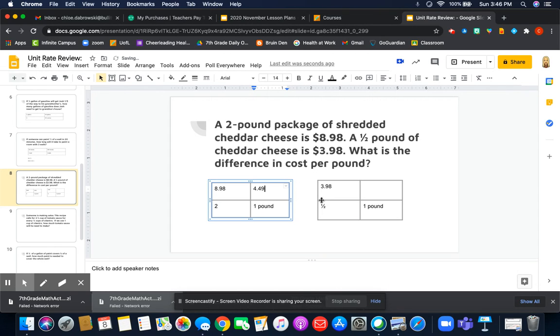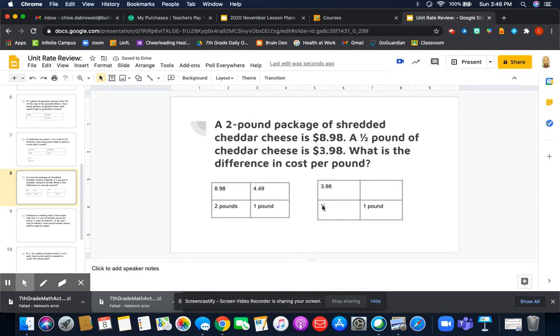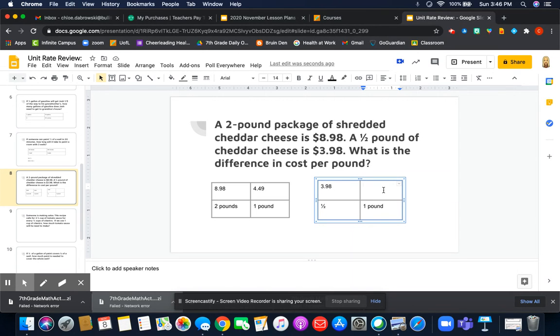That is our 2 pounder. So we started with 2 pounds. And same thing for the second one, except this one we went from 1/2 to 1 pound. We're getting bigger. We are multiplying over here. So I'm going to do $3.98 times 2. And that gave us $7.96 per pound.